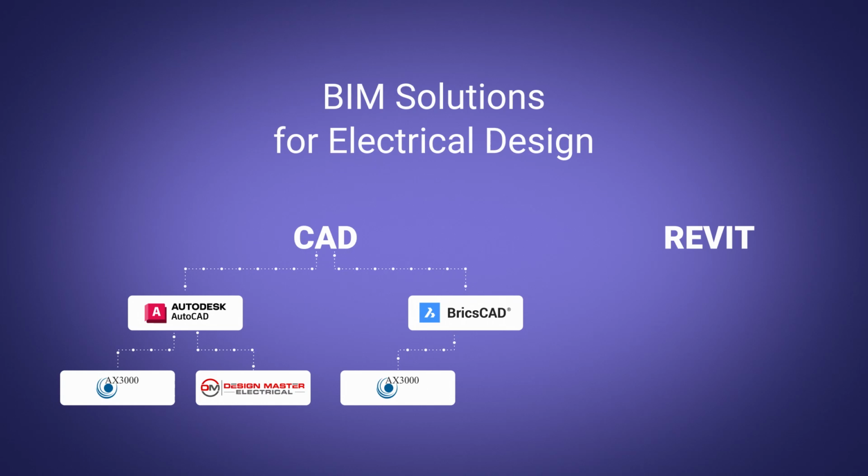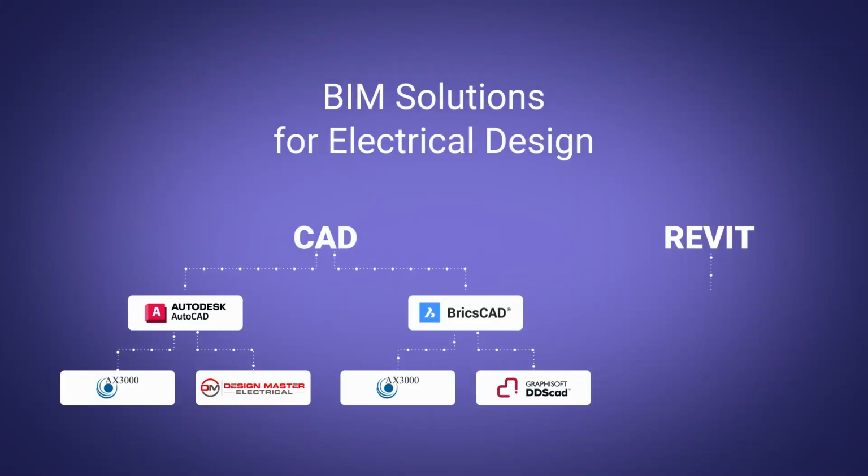It's either AX3000 again or DDS Electrical. Both of these are based in Europe. They've got different feature sets, so you need to get both of those and evaluate which one's going to fit your workflow better. The other choice you could make if you are currently in CAD is to switch to Revit.